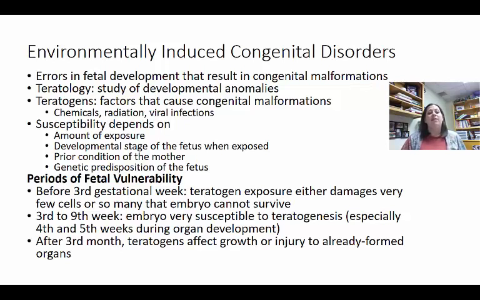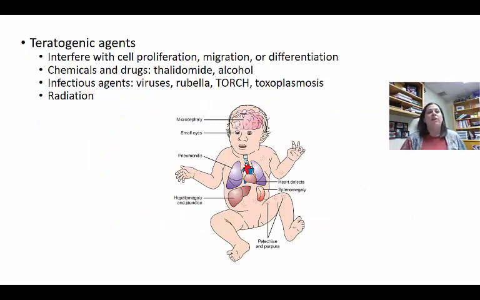After the 3rd month, the teratogens affect growth, or they may injure an already formed organ, and so they still could potentially be a problem. But we see here that the main time that they're most vulnerable is the 3rd to 9th week of development. Now, when we're looking at these teratogenic agents, they will interfere either with cell proliferation, meaning making more cells, migration of the cells, or differentiation where the cells get particular jobs.